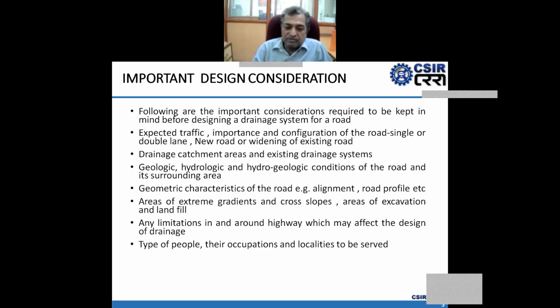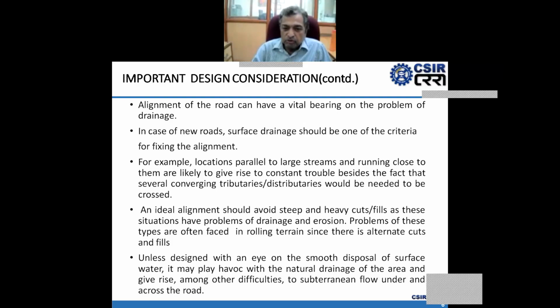And lastly, we have to see which type of people are living there, like farmers, their occupations, and localities. The alignment of the roads can have a vital bearing on the problem of the drainage system. In case of new roads, surface drainage should be one of the criteria for fixing the alignment.